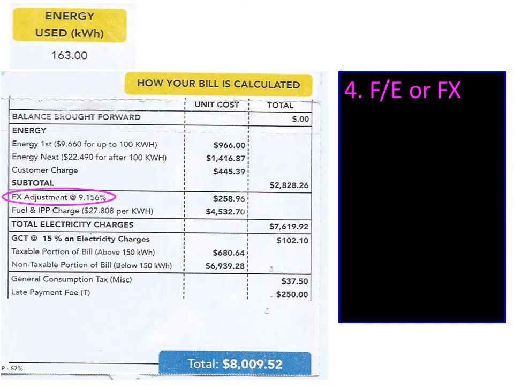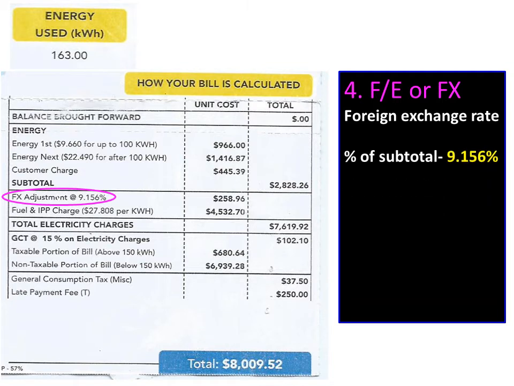All right. Now the next is foreign exchange adjustment. So FX stands for foreign exchange. On the previous bills, they usually use the term F/E for foreign exchange. And that means that JPS calculates our bill in US dollars. But since we're paying for it in Jamaican dollars, they have to make the adjustment in US dollars. So they want to calculate the US equivalent. And the foreign exchange adjustment or the foreign exchange rate is just a percentage of the subtotal.